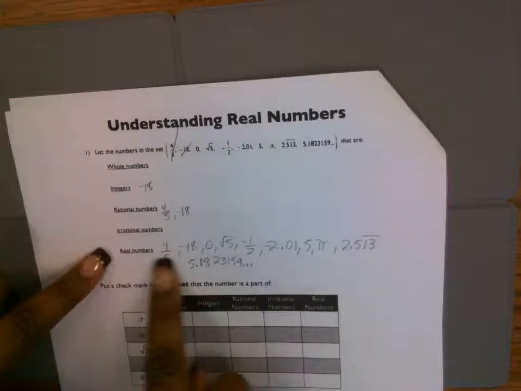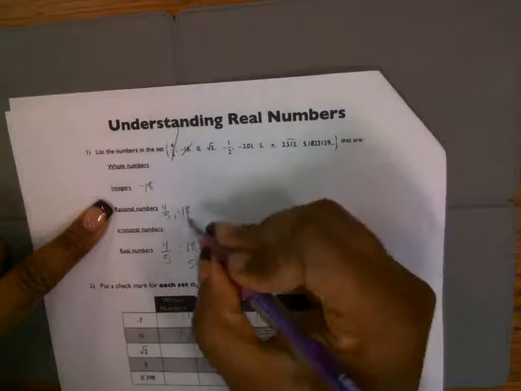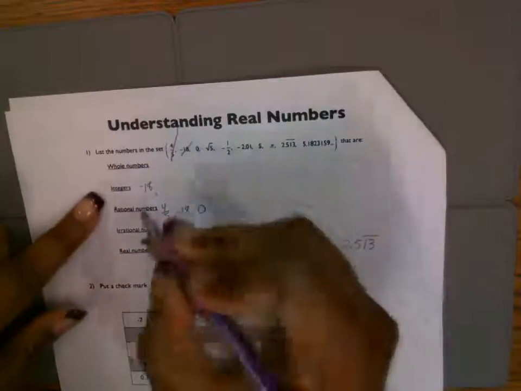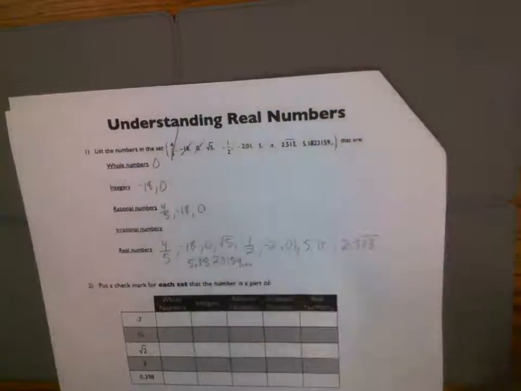0 is, of course, a real number. All numbers are real numbers. 0 can be written as a fraction. 0 over any number is equal to 0. 0 is also an integer, and 0 is also a whole number, okay?